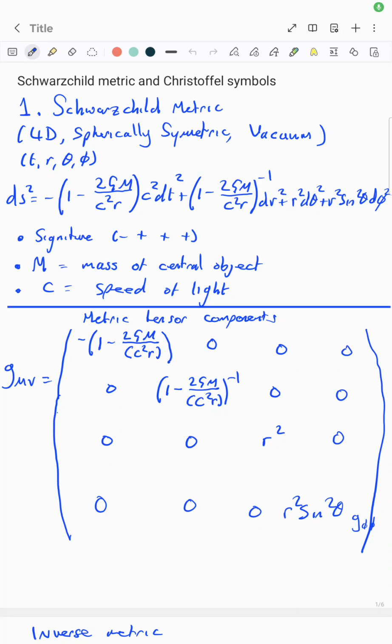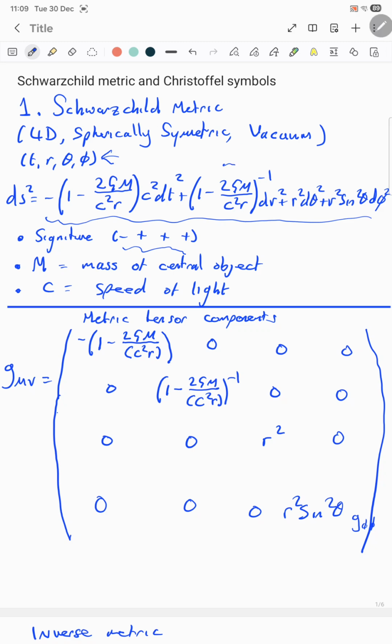Now this is the Schwarzschild metric and the Christoffel symbols. The Schwarzschild metric is 4D, spherically symmetric and is vacuum. And the coordinates are here, t, r, theta, phi. Now our line element is this here, whereas again the signature here, where m is the mass of the central object and c is the speed of light.